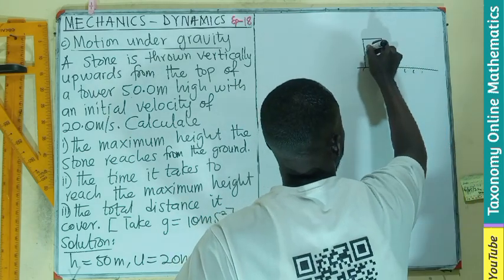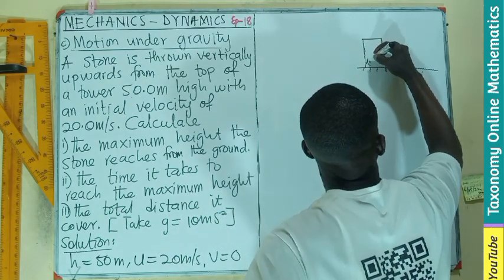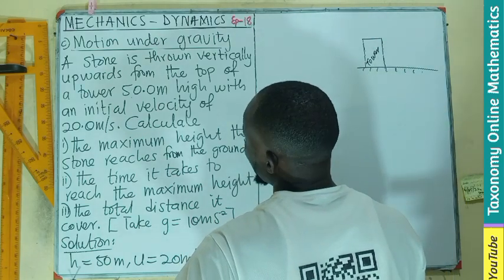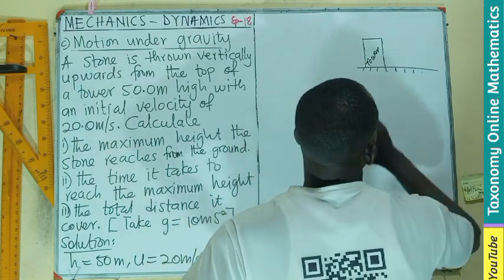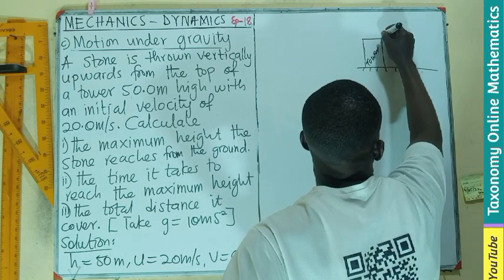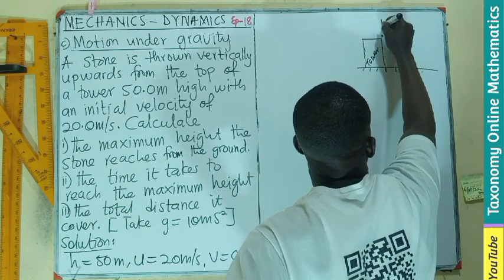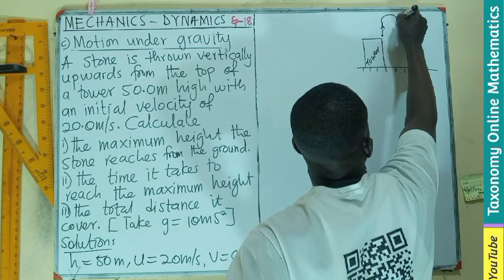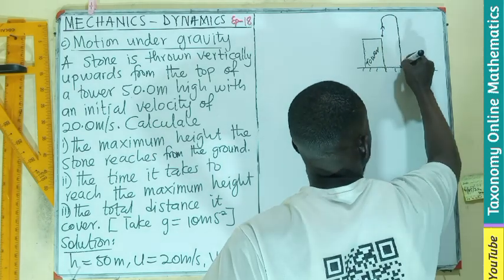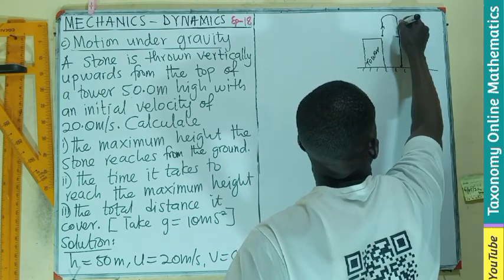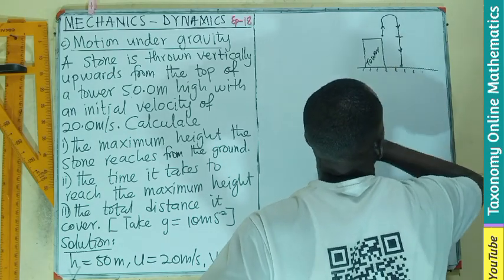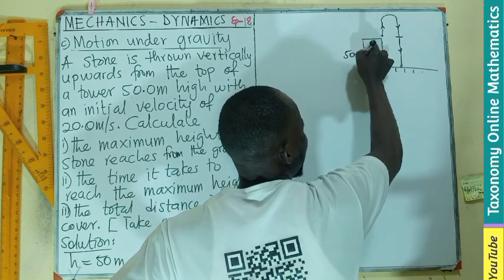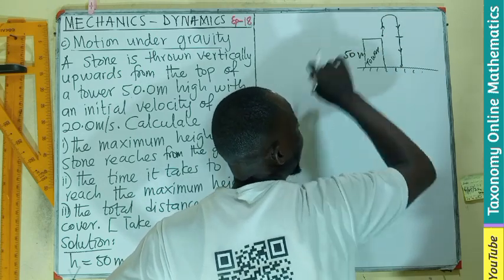Let's say this is our tower. A stone is thrown vertically upward from the top of the tower. So the stone is projected upward, so there is going to be an upward movement. Later on, the stone has to fall down, so there's going to be a movement up and a movement down. We already know the tower is 50 meters high.